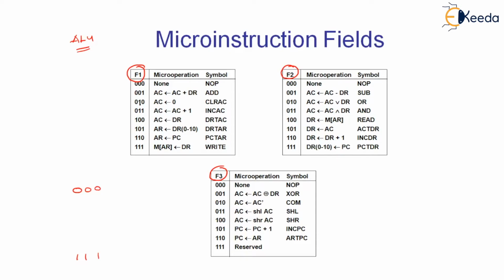If the F1 field is 010, then the accumulator contents will get cleared. That is, 0 will get transferred to the accumulator, regardless of the previous contents of the accumulator. When it comes to 011, the accumulator will get incremented. If it is 100 in the F1 field, the data register contents will get transferred to the accumulator.